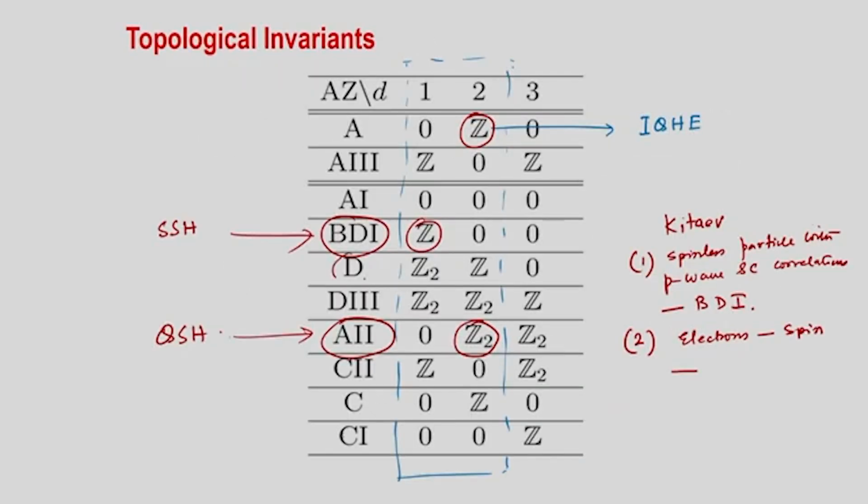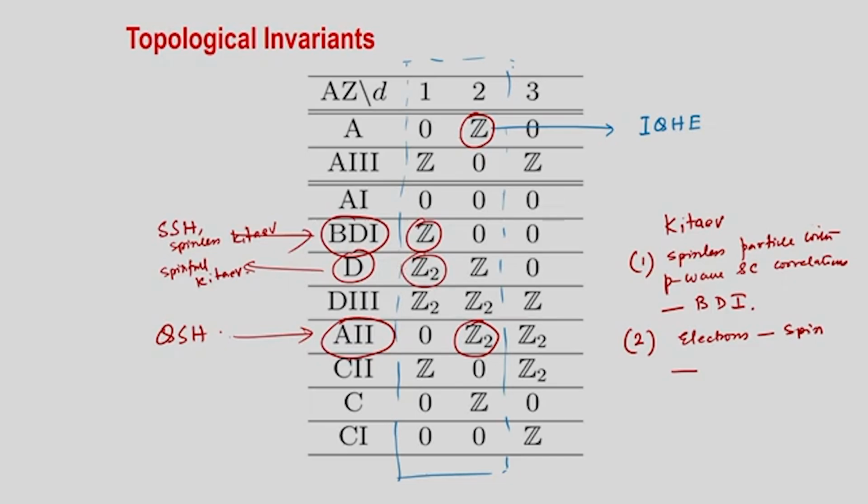Okay, so I'll write SSH and spinless Kitaev, and here spinful Kitaev. That's a D class, but you see that the topological invariant is Z2 and not equal to Z.